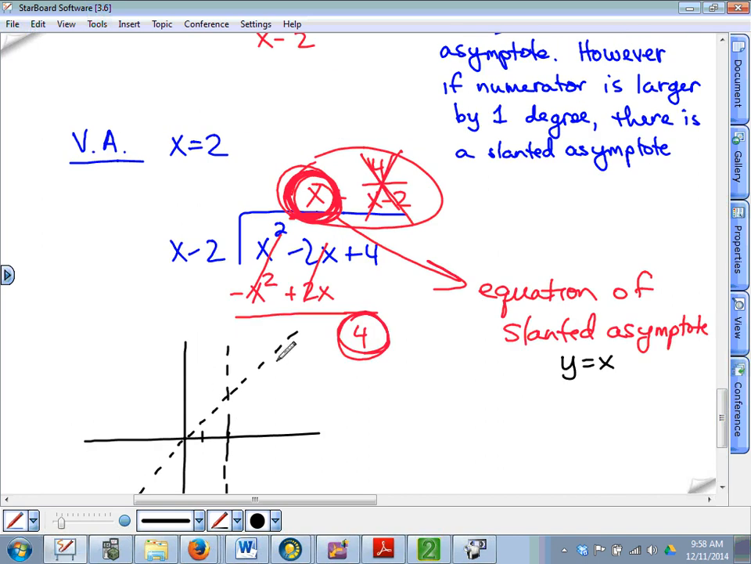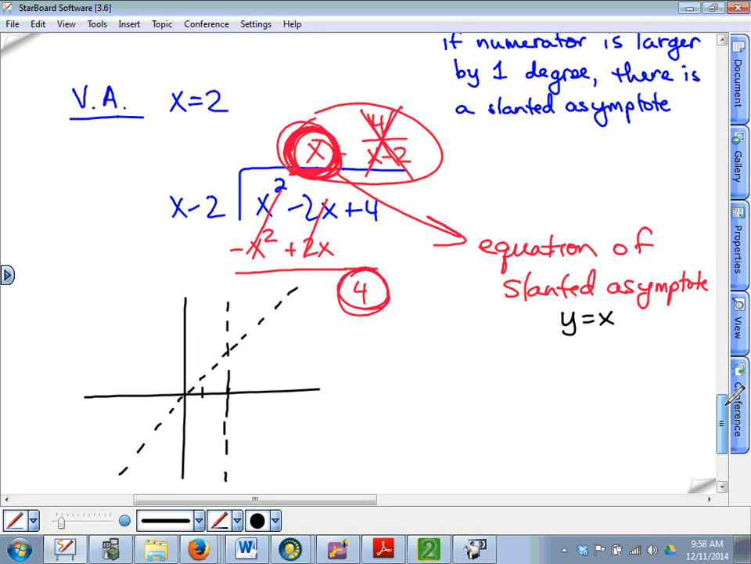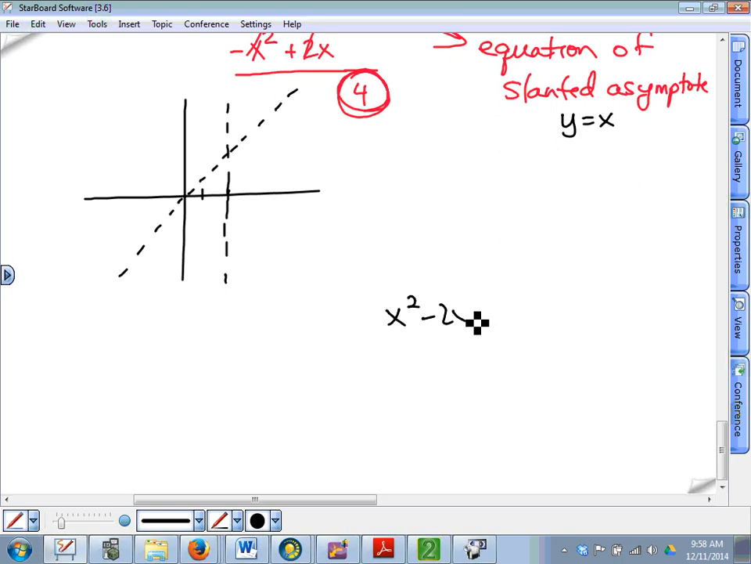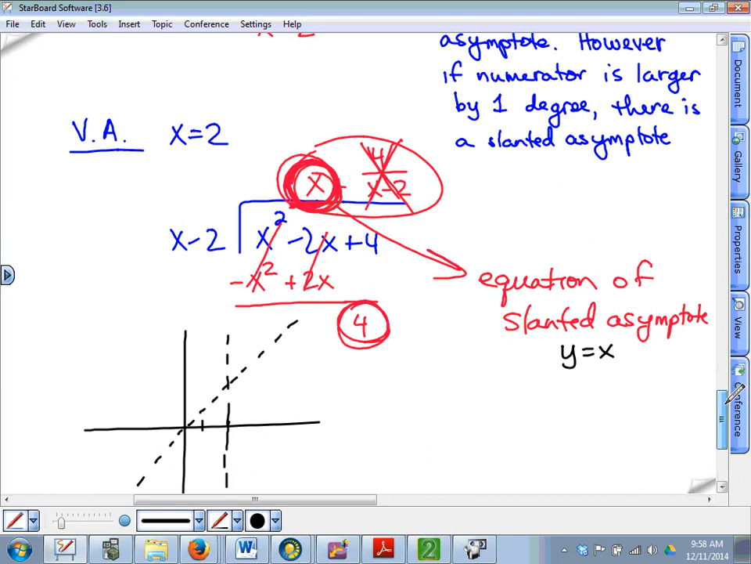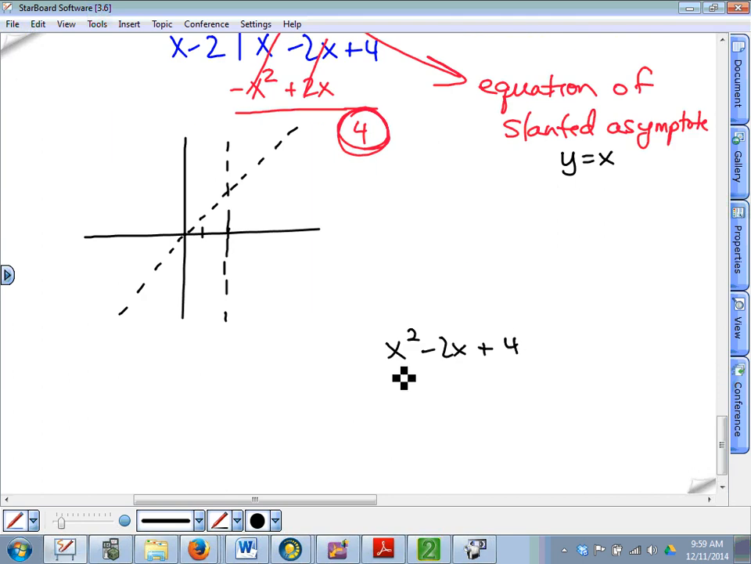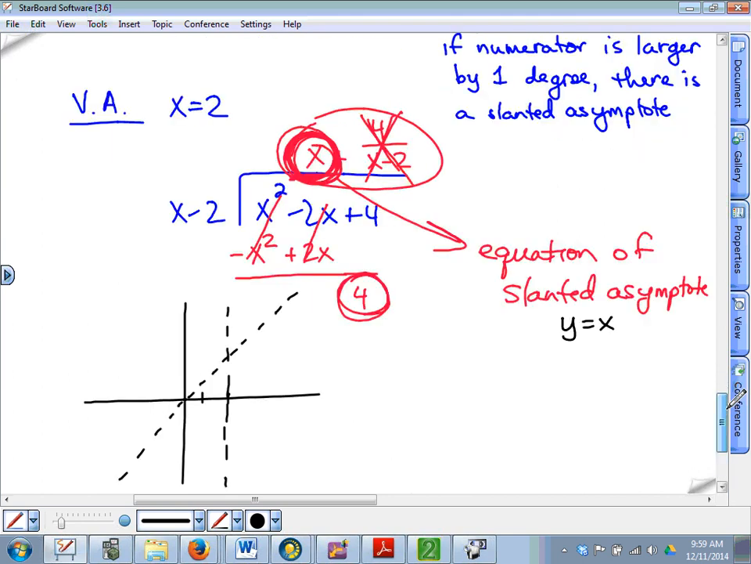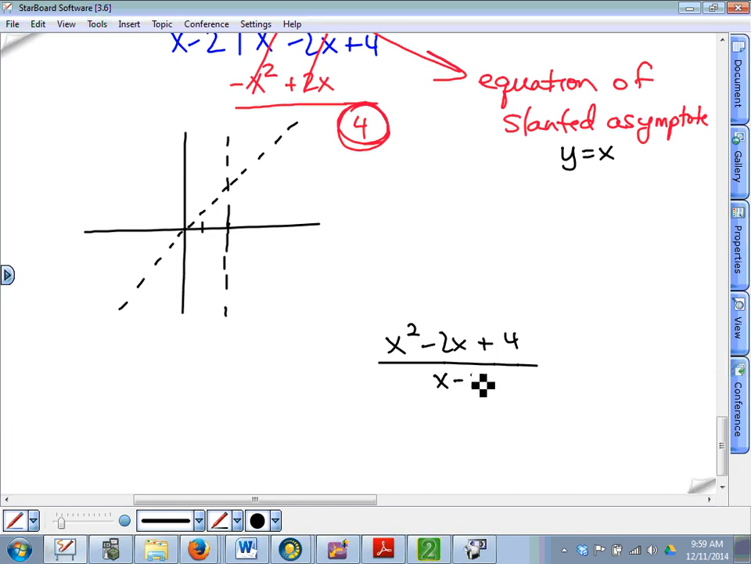so we have a vertical asymptote, we have a slanted asymptote. Let's go back to the original problem now: x squared minus 2x plus 4 over x minus 2.